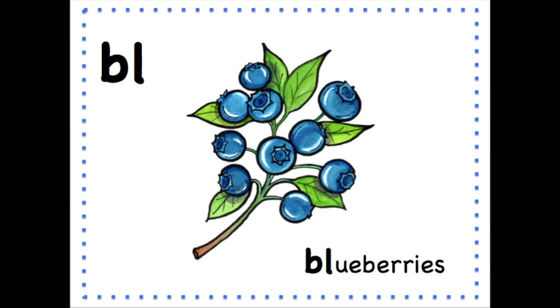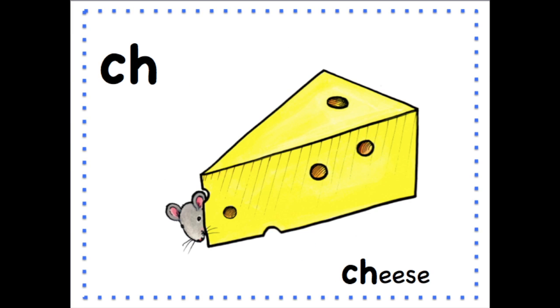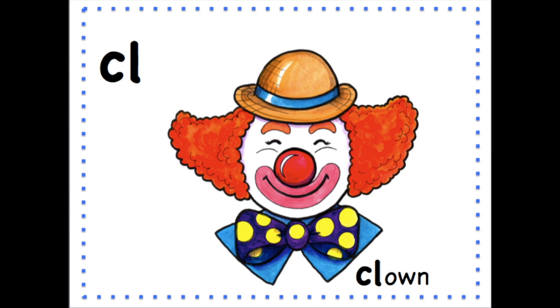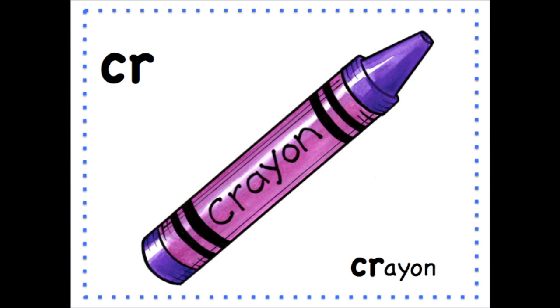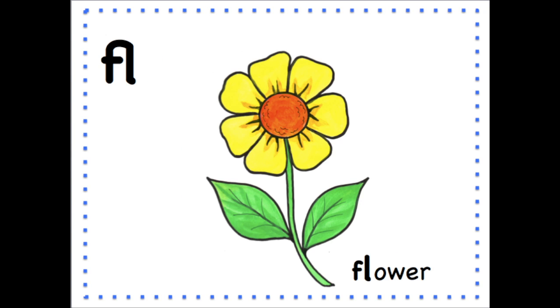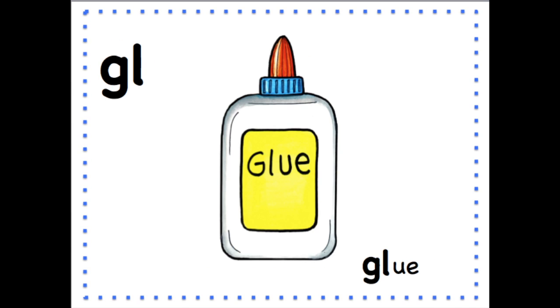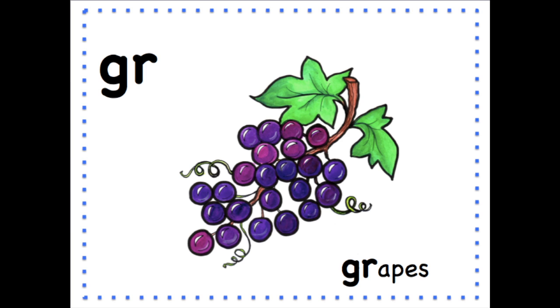B, L, blueberries. B, R, broccoli. C, H, cheese. C, L, clown. C, R, crayon. D, R, drum. F, L, flower. F, R, frame. G, L, glue. G, R, grapes.